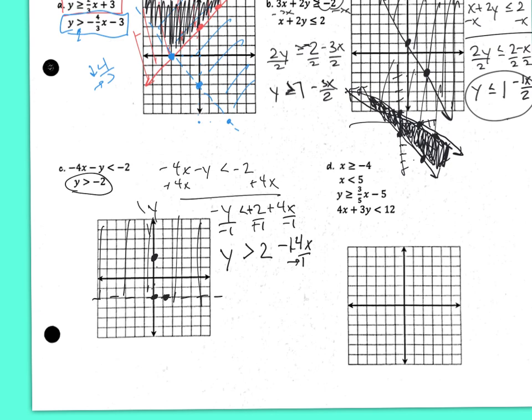Dotted line. And we want greater than. So think about, well, where do the numbers get bigger? They get bigger up here. So I'm going to shade this going the other way.